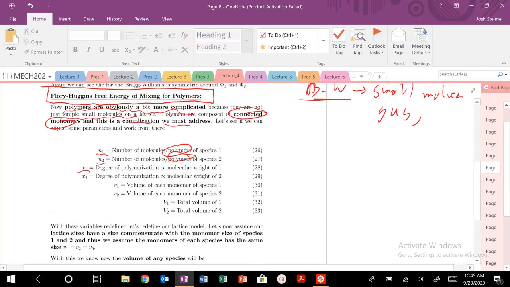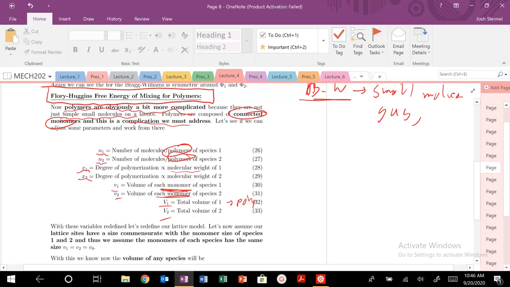x1 is going to be the degree of polymerization, which is proportional to the molecular weight of species 1. x2 is the degree of polymerization, proportional to the molecular weight of species 2. v1 is the volume of the monomer, the monomer volume of each species, and capital V1 is the total volume of species 1, which is like polymer 1, or solvent, et cetera.